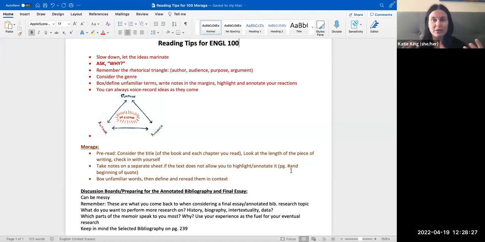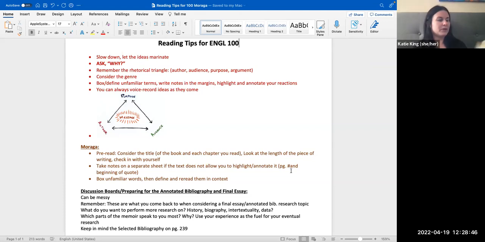So in other words, while you're reading, give yourselves time, slow down, let the ideas marinate. And as you're reading, you should be highlighting, annotating, maybe even dictating into a phone, if that's easier for you. But you should be analyzing what you read, constantly asking why.